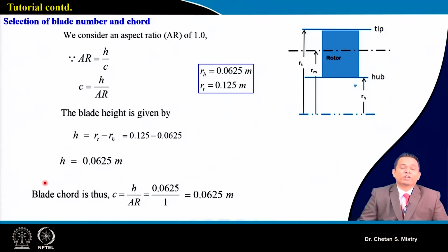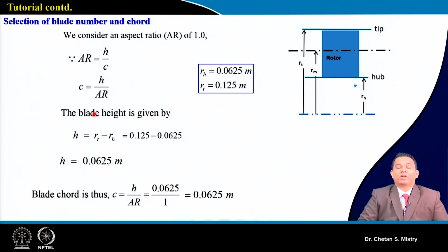The next calculation will be my chord, or what needs to be my number of blades. In order to do that, we will assume our aspect ratio. Conventionally for these ventilation fans, the aspect ratio is roughly in the range of 1.